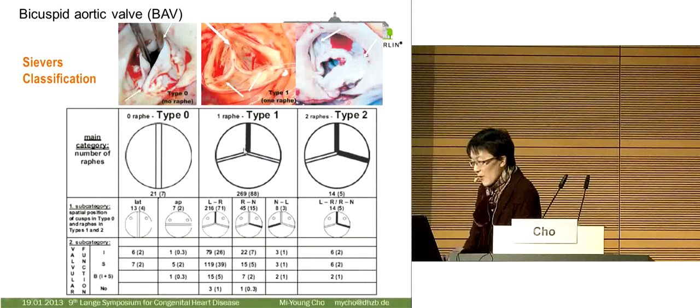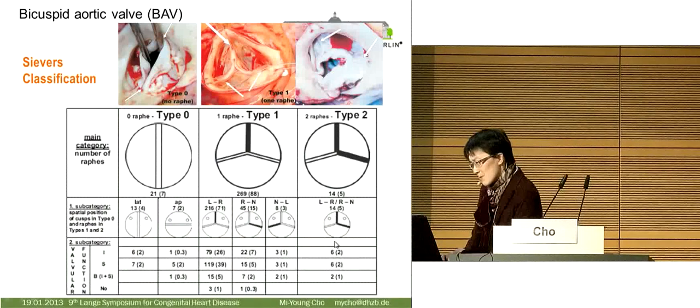The most common form is the type 1, where you have a fusion of two commissures and you have one raphe. And nearly 70% of the patients with bicuspid aortic valve in his group showed a fusion between the left and the right coronary cusp. And very rare, there is a fusion between the non and the left commissures.